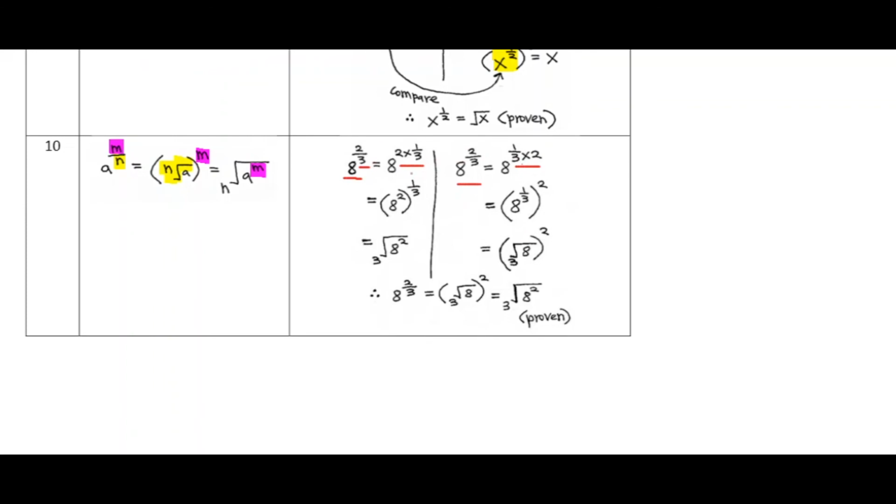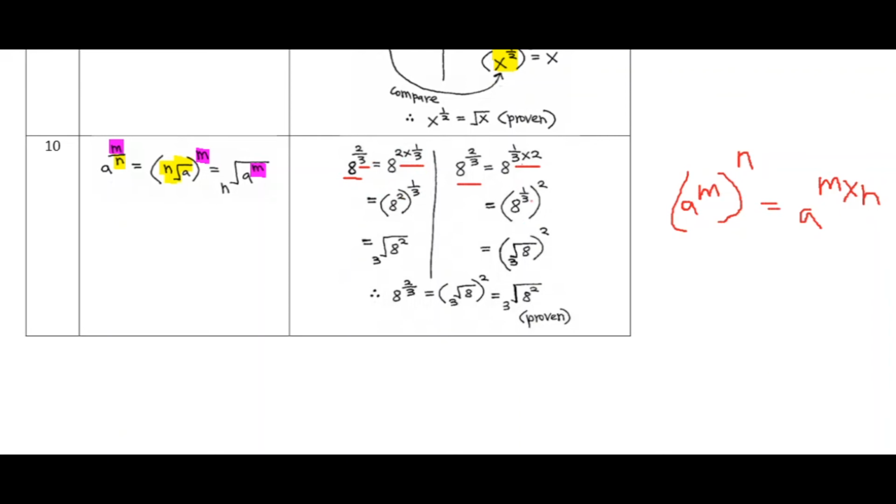So now what I can do is, if I have 8 to the power of 2 times 1 third, I apply the previous rule, which is a to the power of m, to the power of n, equals a to the power of m times n. So if I have 8 to the power of 2 times 1 third, I can just put one of them as a power on the outside. So I can say that it's 8 squared to the power of 1 third.